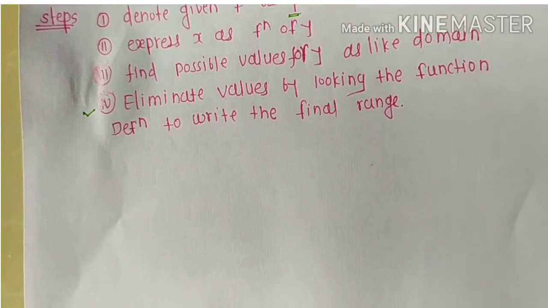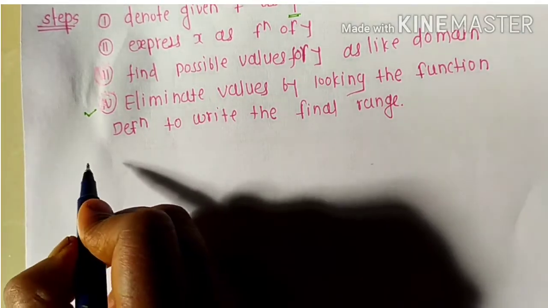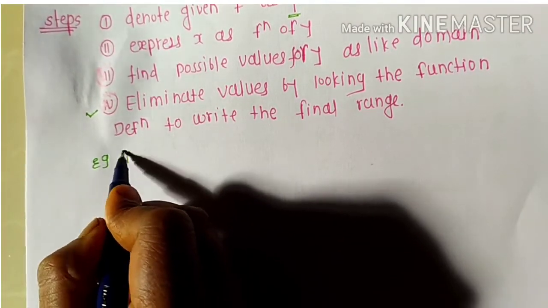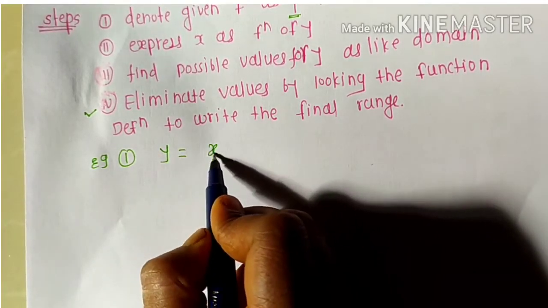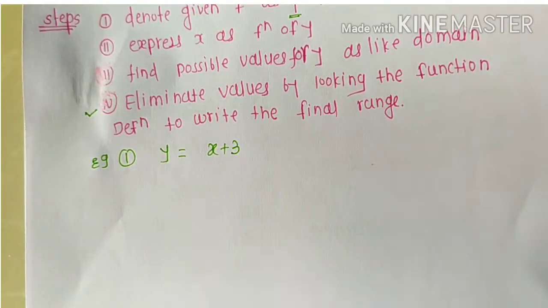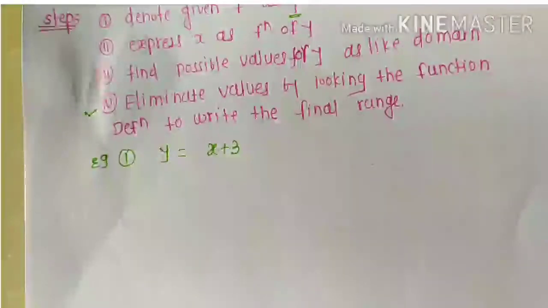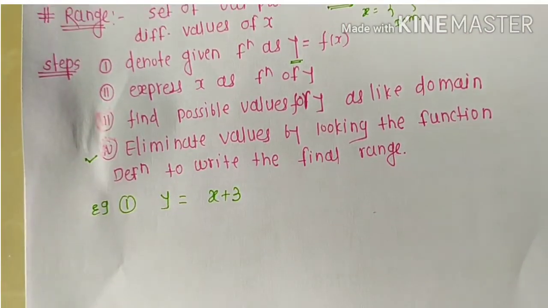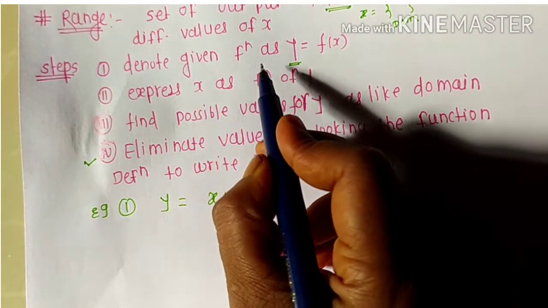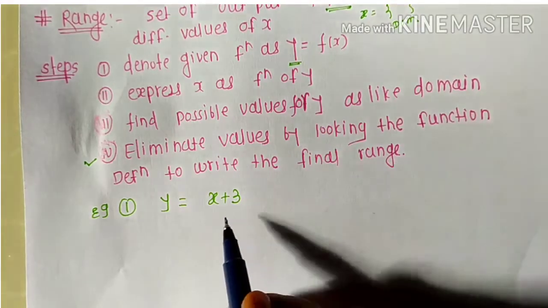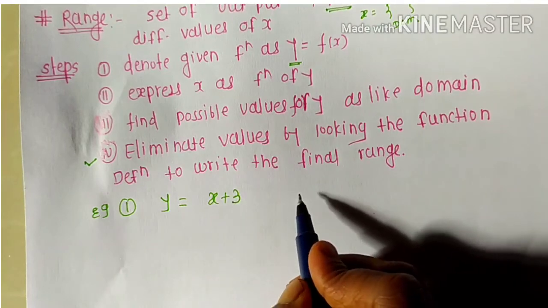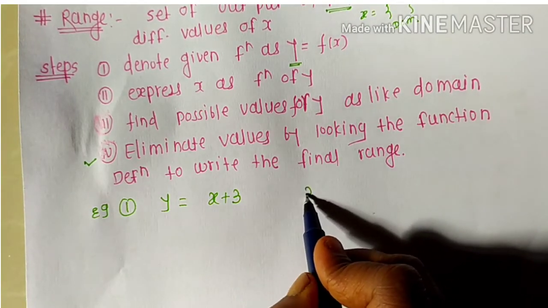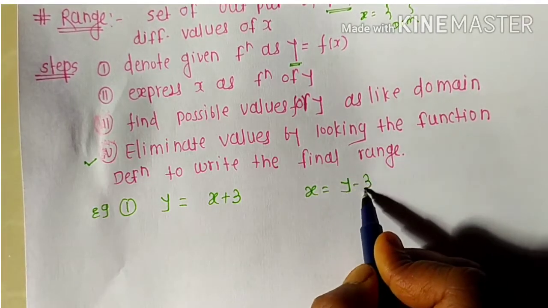Okay, then we start the actual examples. For example, first one, suppose we are given the function y is equal to x plus 3 and we have to find the range of this. Okay, then from these steps, first we denote the given function as y is equal to, and after that we express x as a function of y. तो x is equal to क्या होगा? That is, we get x is equal to y minus 3.